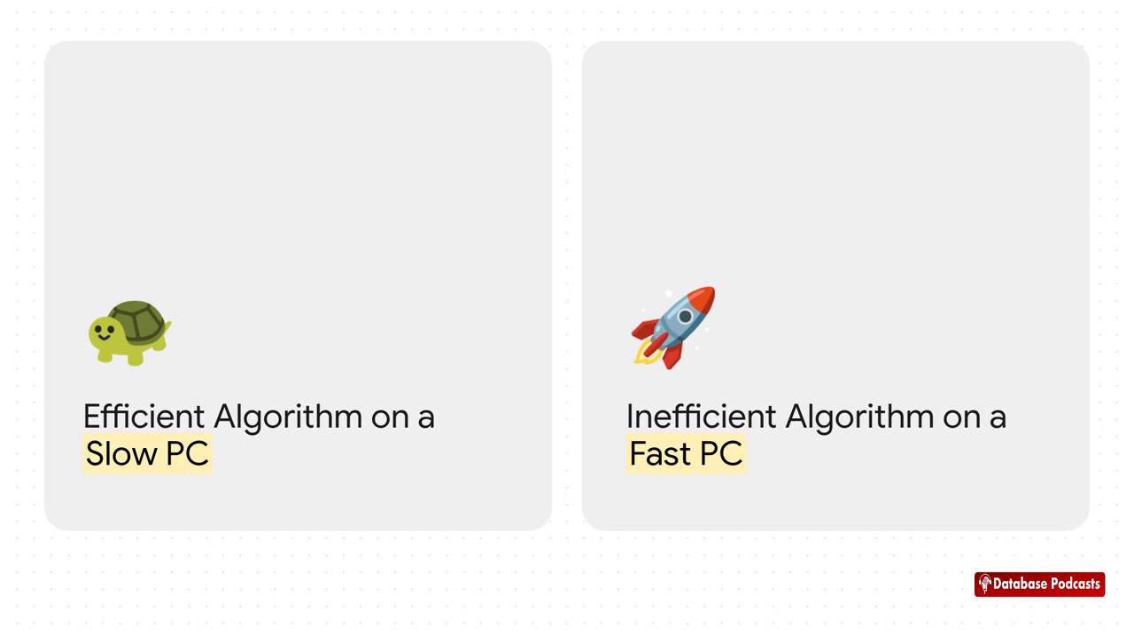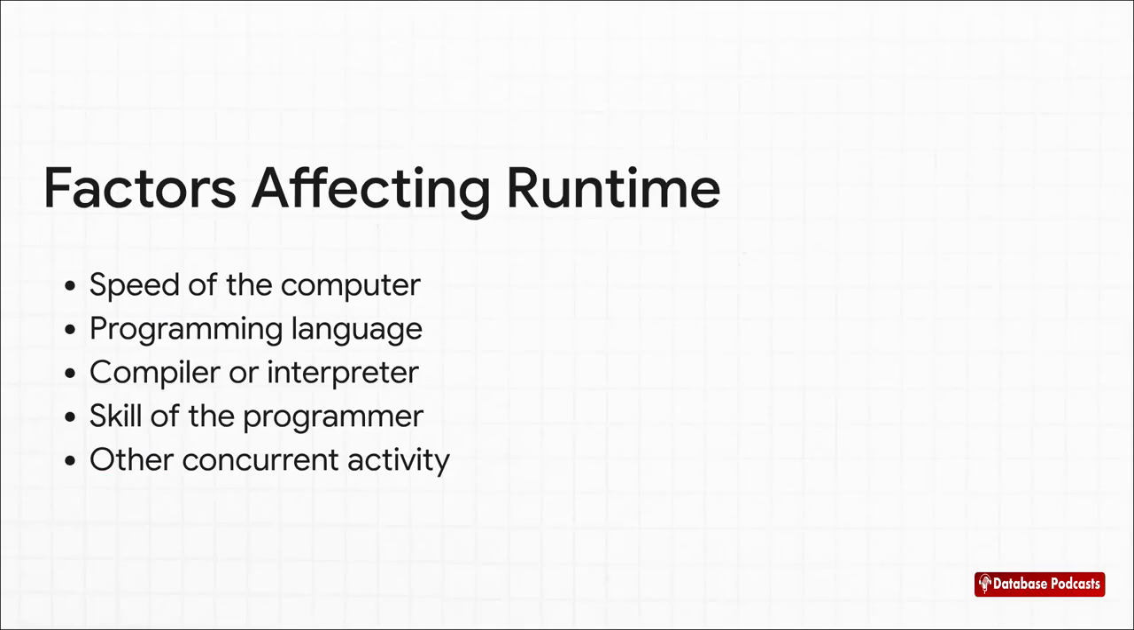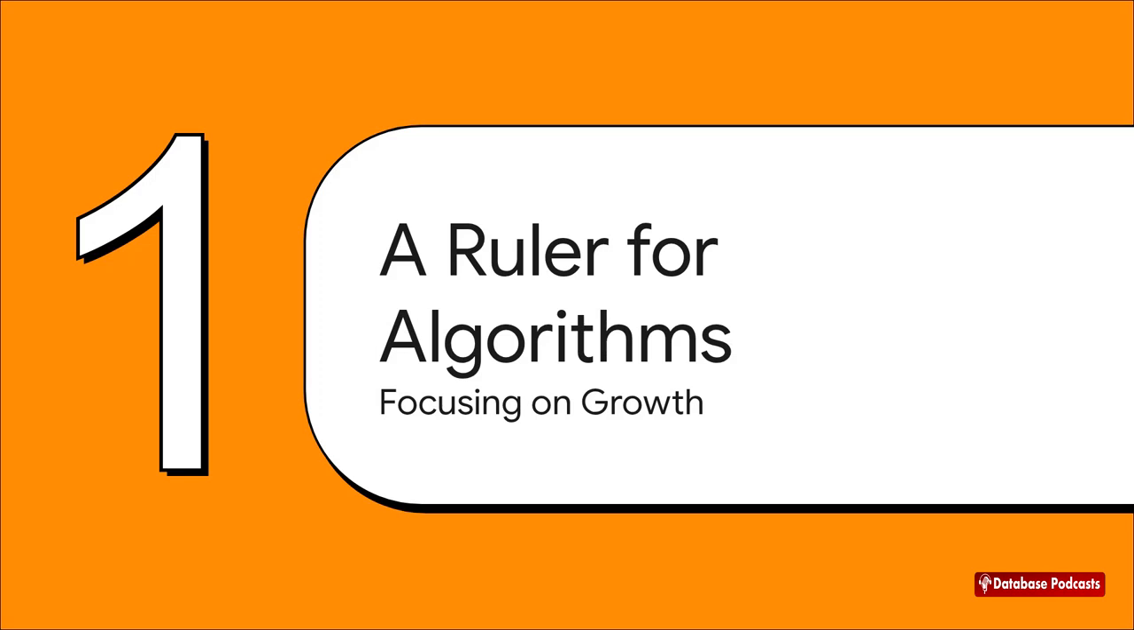We need a better way, a way to compare them on a totally level playing field. And it's not just about the hardware. Look at all this stuff. The speed of the computer, the language it's written in, even how skilled the programmer is. All of these things are just noise, muddying the waters. To make a real, fair comparison, we need a special kind of ruler, one that completely ignores all these messy, real-world details. And that ruler, that special tool, is the idea of analyzing an algorithm's order of growth.